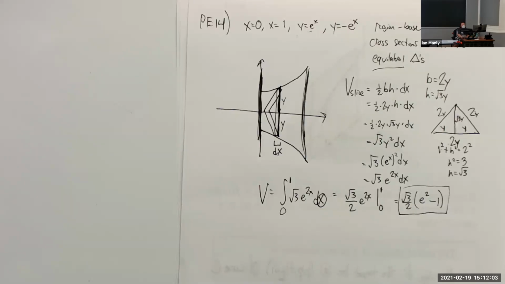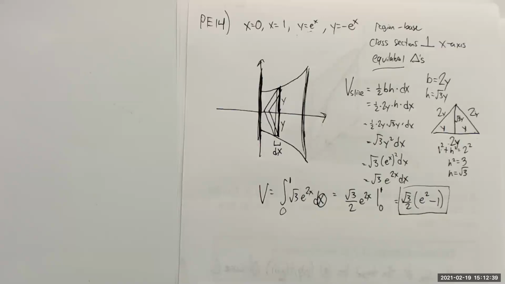All right, so we have 16, 18, 15, 18, 16, 4, 6. I think I did 16 in class. Did I do 16 in class? I did 7. Oh, okay. Okay, 16.